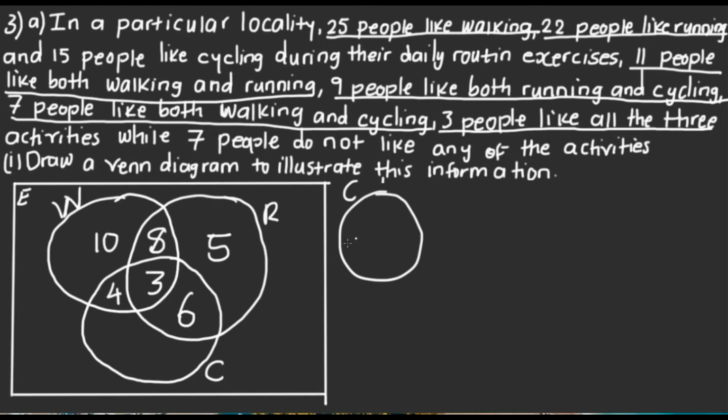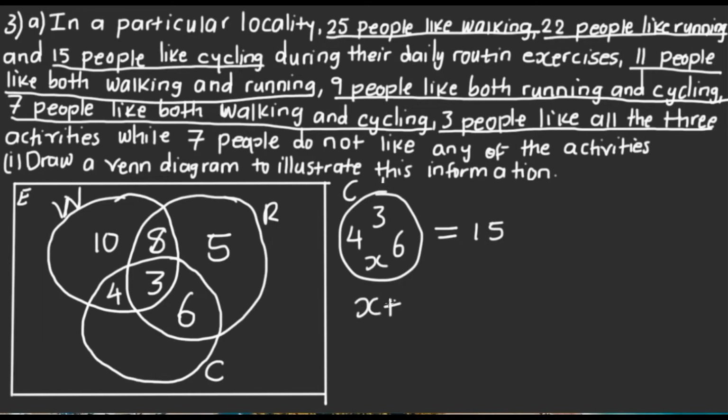So cycle, 4 is part of cycle, part of C, 3 is part of cycle, 6 is part of cycle. Then we put x here. So the x we know represents those that did one activity only. So I'm going to say this is equal to 15 people like cycling. So it's equal to 15.